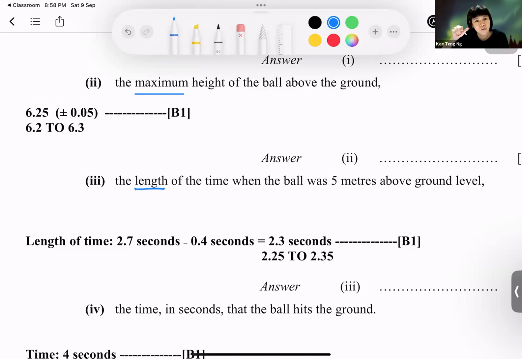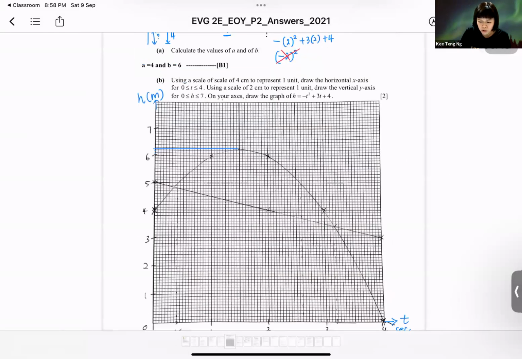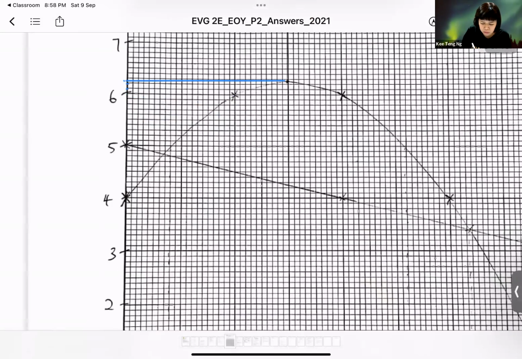So when it's asking for a length of time, or the word duration itself, it actually means I need to find a difference between two timings, unless the first timing is just 0. Okay, but no. They say when the ball was 5 meters above the ground. So what do you mean by 5 meters above the ground? Let's go back to our question.